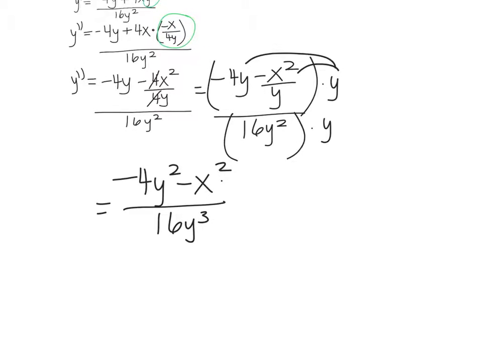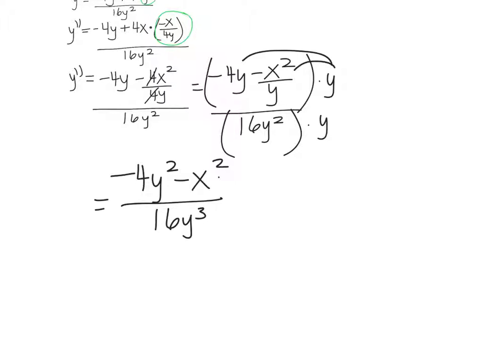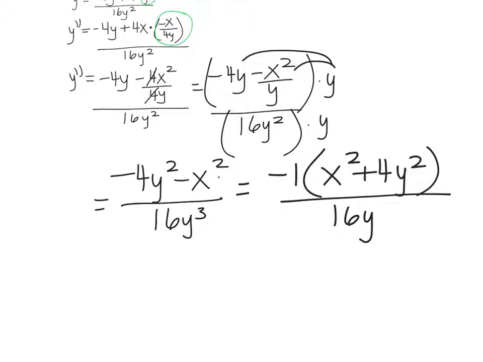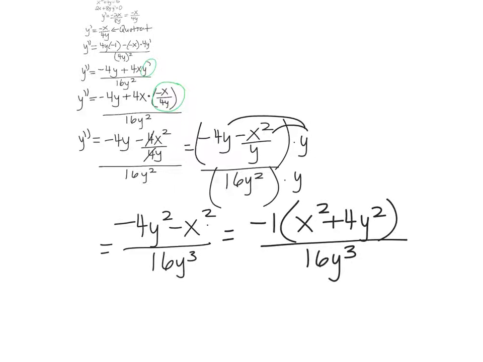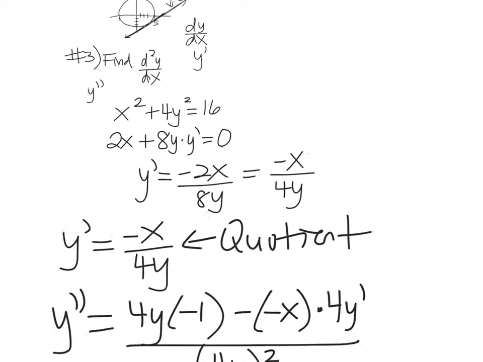But I'm going to show you one last little trick for these problems, and this is what happens. Let's factor out a negative 1 out front on the top, and I'm going to rearrange these. We have x squared plus 4y squared over 16y cubed. Now, go back to the very original problem that we started with, our ellipse that I gave you. Do you see something there? Yeah. What do you see? The same thing, right here.